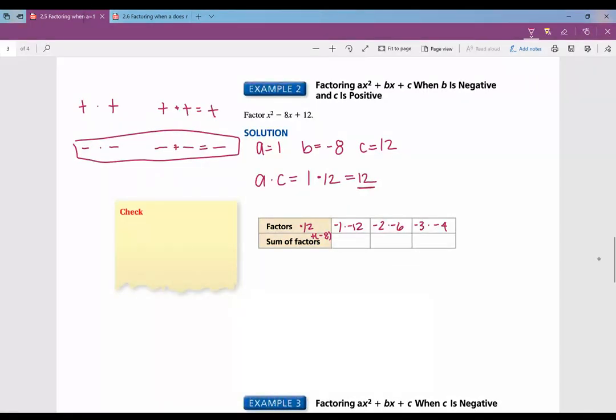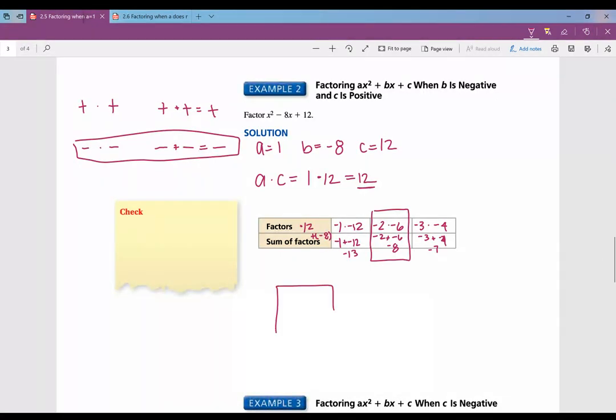So negative 1 plus negative 12, that's going to give us negative 13. What about negative 2 plus negative 6? Well, that will give us negative 8. And you can check your last one, negative 3 plus negative 4 will be negative 7. So our answer is negative 2 and negative 6.